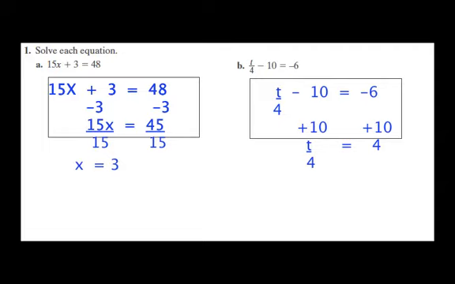Now to continue with our process of getting the variable by itself, we're going to have to multiply both sides by 4. The 4's on the left-hand side cancel each other out, so you're left with t. On the right-hand side, 4 times 4 is 16. So t equals 16. You can substitute that back into the problem and it will solve itself. 16 over 4 equals 4. 4 minus 10 equals negative 6. So the solution of t equals 16 works out.